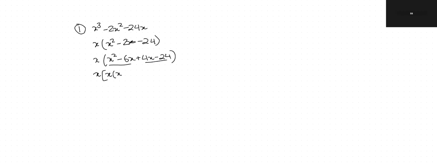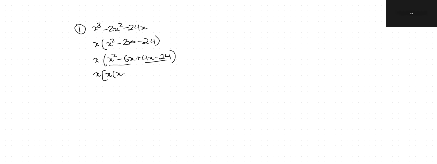So 6 times 4 is 24. And minus 6 plus 4 is minus 2. So always we find the factors of the number here such that they add up to the middle number. Like factors of 24, 6 times 4 is 24. Okay. And minus 6 plus 4 is negative 2.